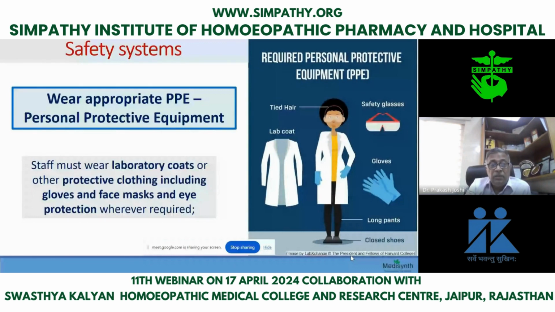Then PPE, the personal protective equipment. How to tie your hair. You cannot comb your hair in your laboratory. And you have safety glasses, gloves and the lab coat. So these are the basic things, we call it the decorum of the laboratory.